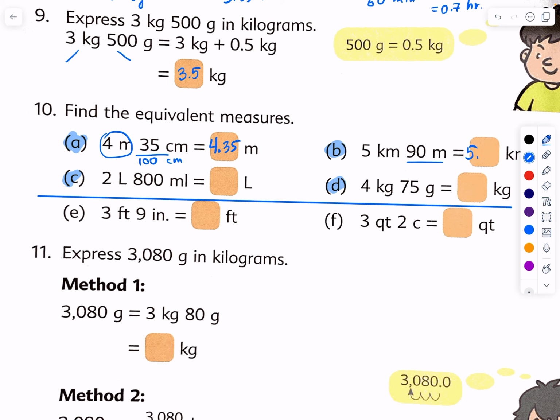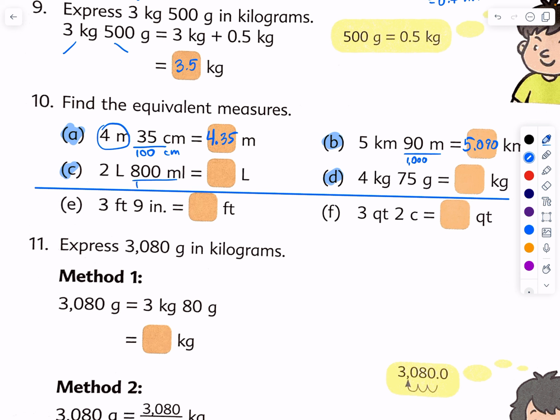And meters into kilometers, that's out of 1,000 equal parts, right? So it becomes 0.90, okay? And 2 liters, 800 milliliters, well, you can think of milliliters as out of 1,000 equal parts. What fraction is that? It's 2 whole liters and 0.8, 2.8 liters altogether. And now we have 4 whole kilograms, so it's going to be 4 point. And what fraction is this out of a kilogram? It's like that, right? So it's 0.75.